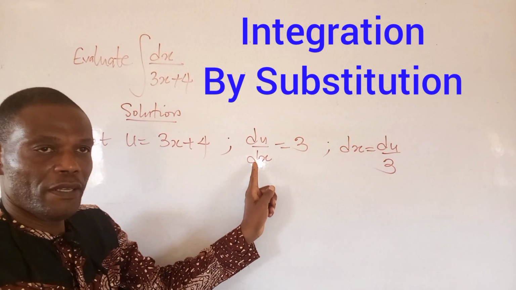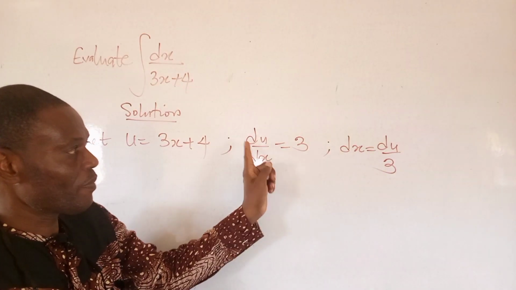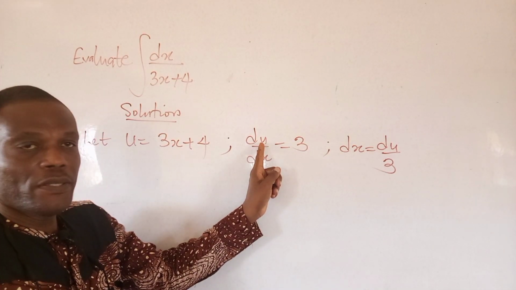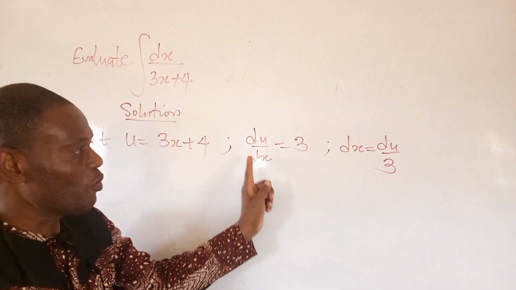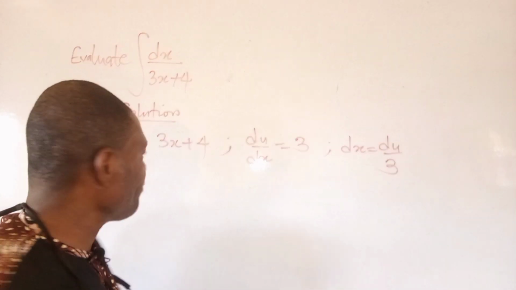3 times dx will give us 3dx equals 1 times du. So we'll make dx the subject of the formula. It's going to give us this.